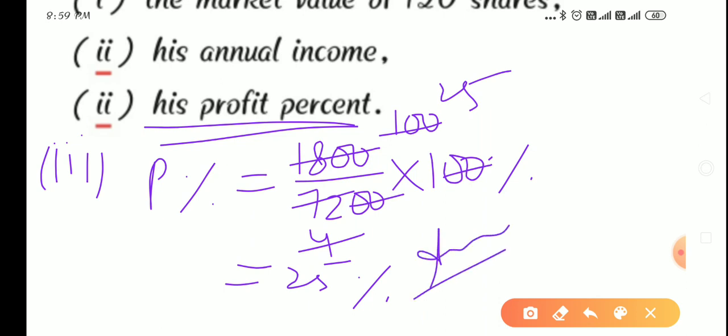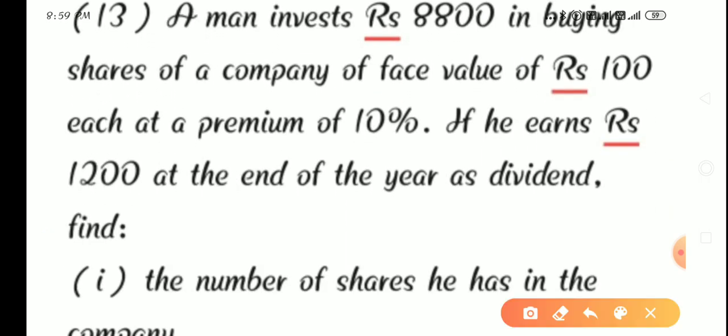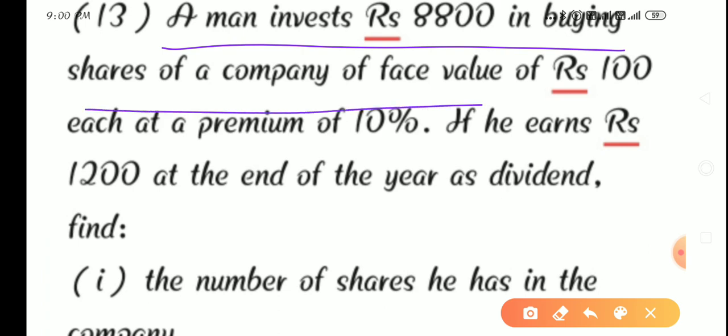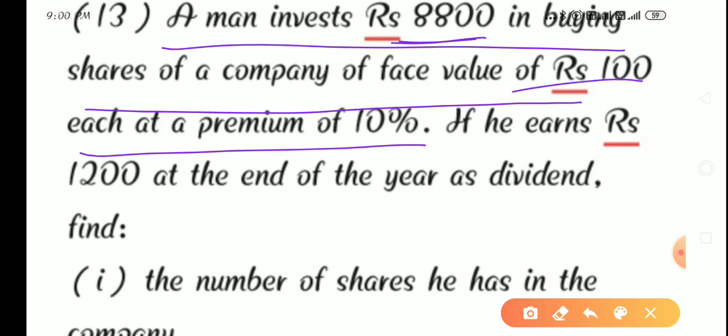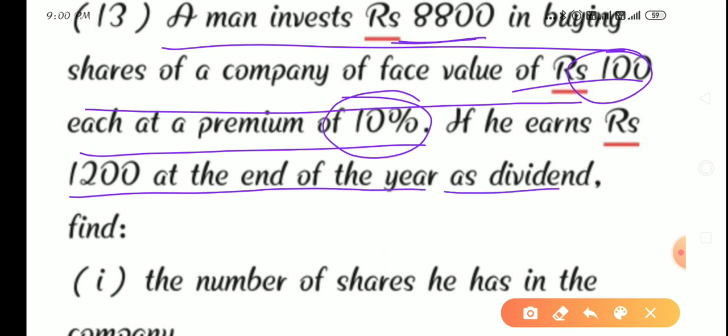This is the third part. Now question number 13 you can see. A man invests rupees 8800 in buying shares of a company of face value 100 at a premium of 10%. Now, at a premium of 10% you are purchasing the share. Investment is given, 8800. NV is given, rupees 100. MV we will calculate with the help of NV and the 10% premium. Rupees 1200 you are getting as dividend.